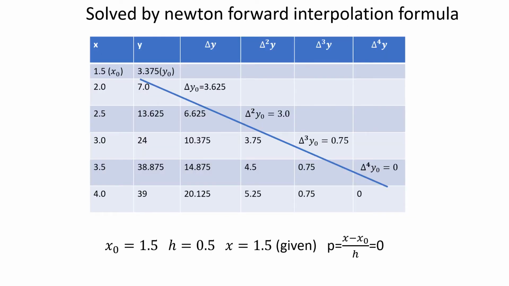Now suppose that this is a value, meaning x is equal to 1.5, 2, 2.5, 3, 3.5, 4. These are the given values, and y is also given. Now you can see, because at 1.5 you have to find it, that is the forward case. We will draw one line here. That is very important. These parameters we will pick.